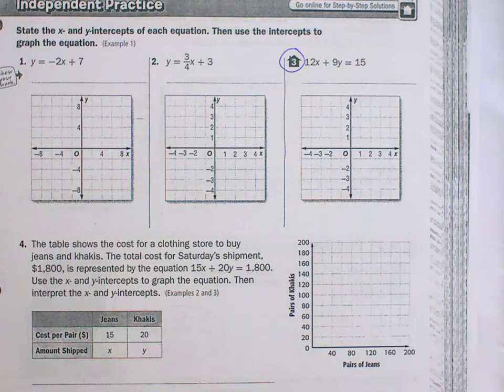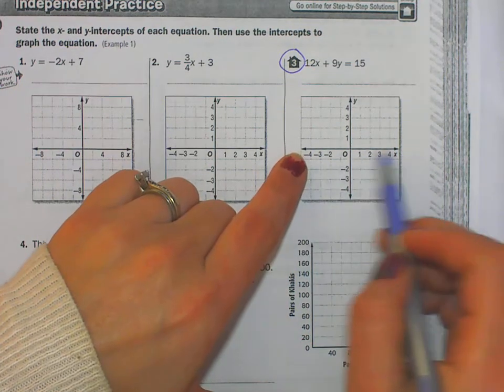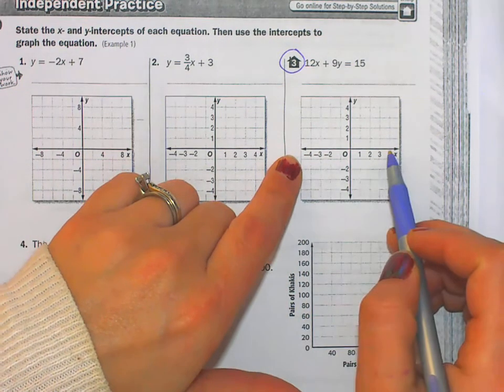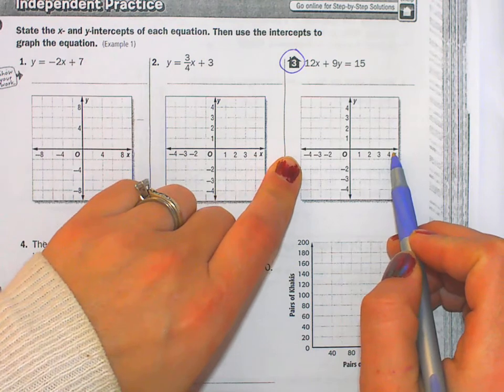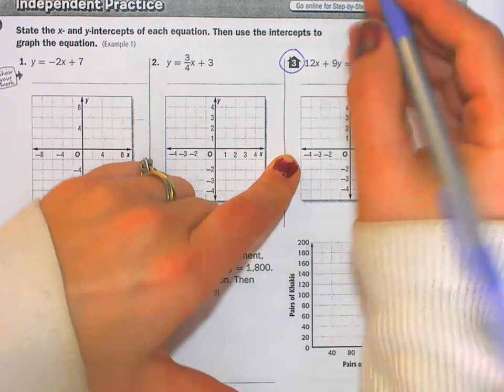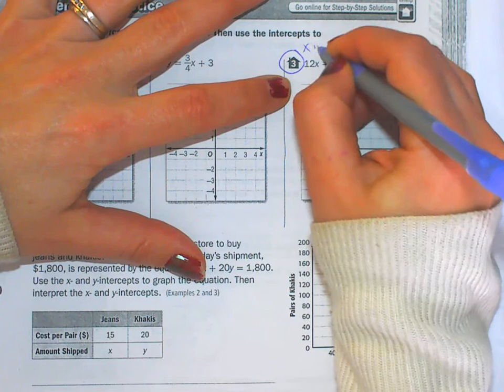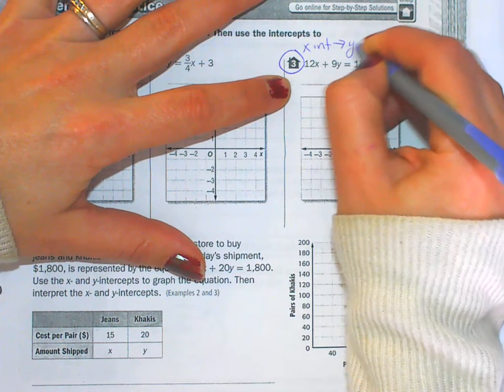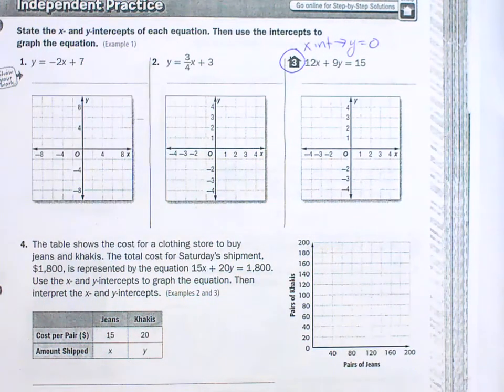It says state the x and y intercepts of each equation, and then use it to graph, meaning plot the points and connect the dots. Remember from the other lessons, if I'm crossing the x-axis, the y value is always 0. So for an x-intercept, we make y 0, and vice versa. For a y-intercept, we make x 0. So I'm going to rewrite this equation.